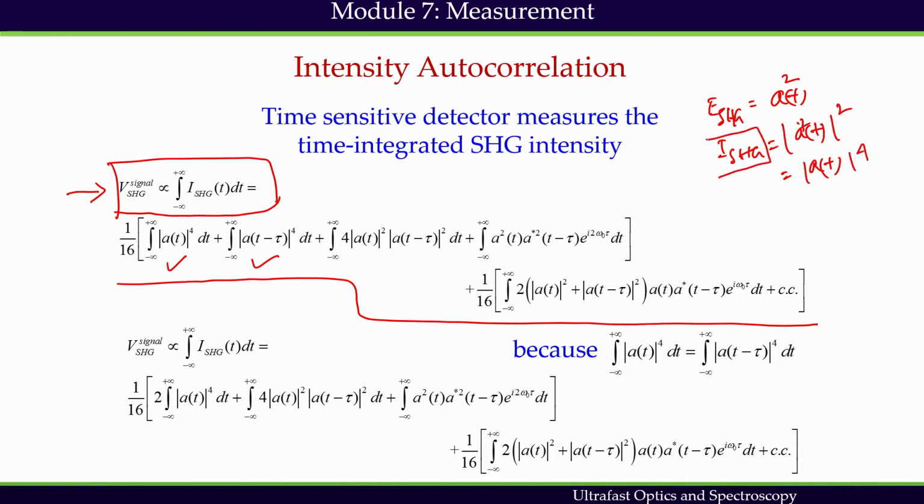That is why this is I_SHG, SHG created by individual pulses. One of the pulses is not time delayed, and the other one is time delayed. So each pulse is producing SHG and their intensities should be equal. Whether a pulse is time delayed or not, in the end their individual SHG signals should be the same. That is why they are equal, and in that case we can write it with a factor of 2 and the rest of the terms remain here.